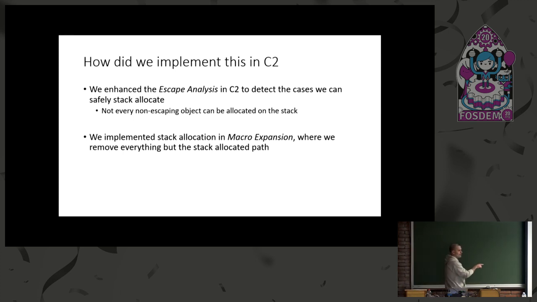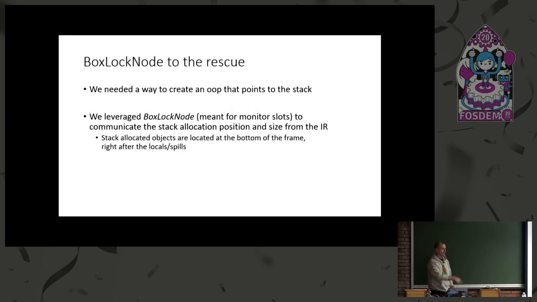We implemented the stack allocation path in macro expansion, so we had to write a separate path that took out everything else. We removed everything else but the path where we stack allocate the object. So how do we stack allocate? And this was one of the big revelations. We actually used BoxLockNode, which was used for monitors, because we needed a way to communicate a stack oop, which was not done in any other way, from the IR back to the code generator to say, hey, this should be a pointer reference on the stack somewhere. So right now, our stack allocated objects end up where the lock slots would be, which is right after all the spills and locals before the preserved registers on the frame.